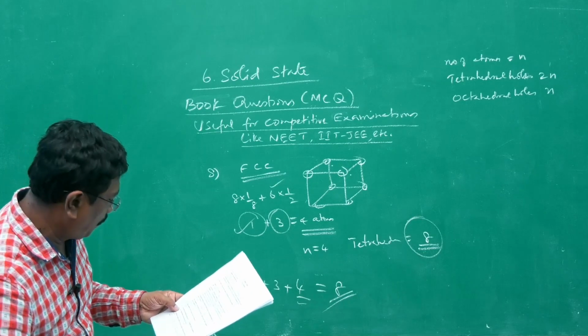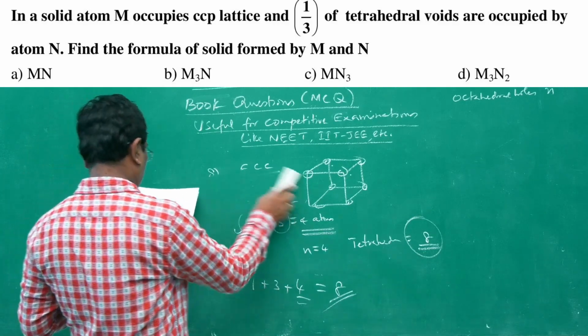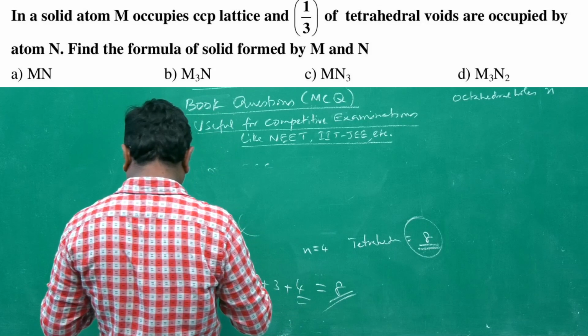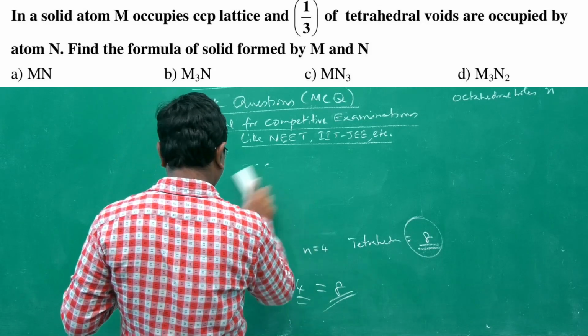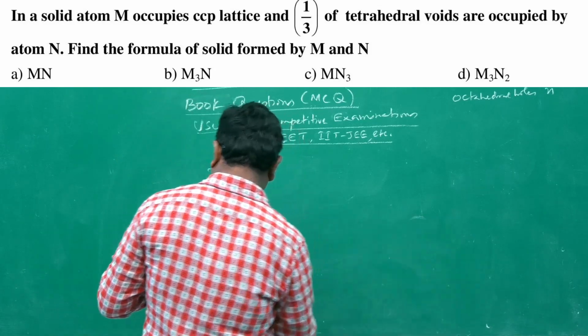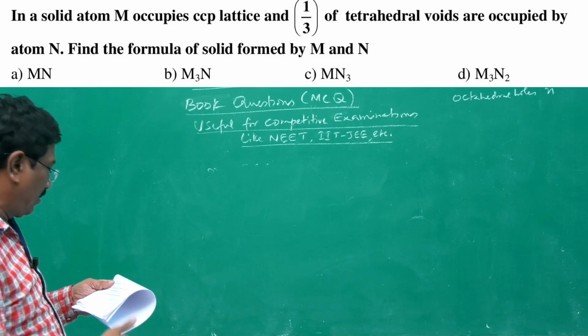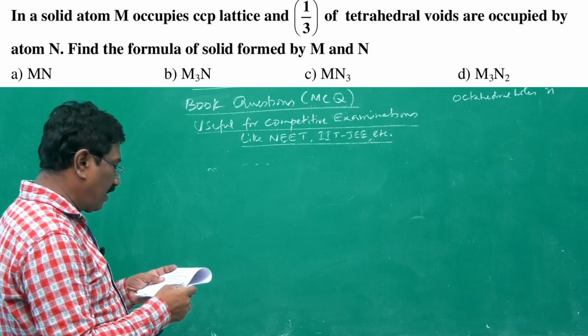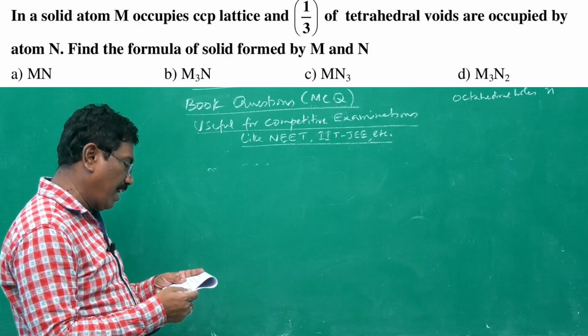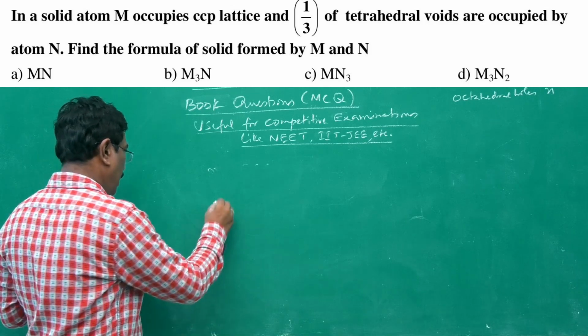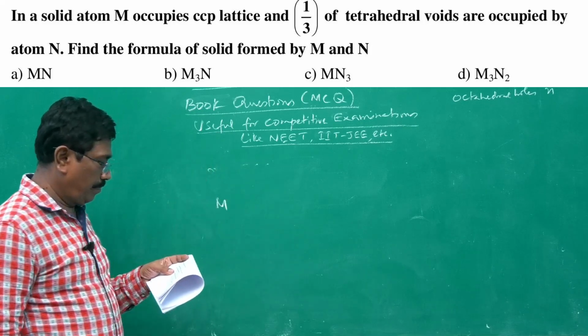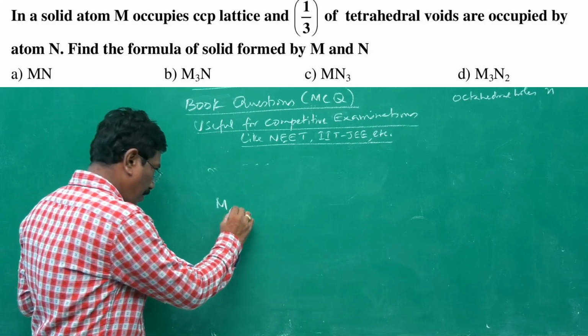The 9th question: in a solid, atom M occupies the CCP lattice, cubic close packed lattice, and 1/3 of the tetrahedral voids are occupied by atom N. All right, M, let it be N, it has N atoms.